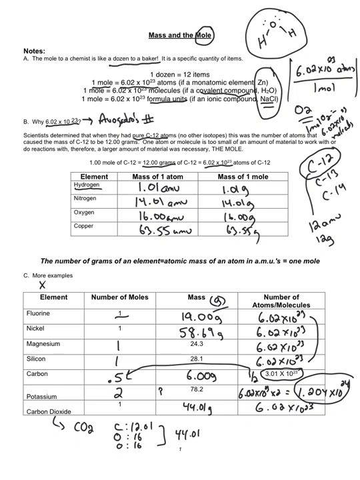Potassium has an atomic weight of 39.1. So it being 78.2, you should have recognized as double that, and therefore instead of having 1 mole, we have 2 moles, and therefore we have to double Avogadro's number, because we have twice the number of moles, and we get 1.2 times 10 to the 24th.